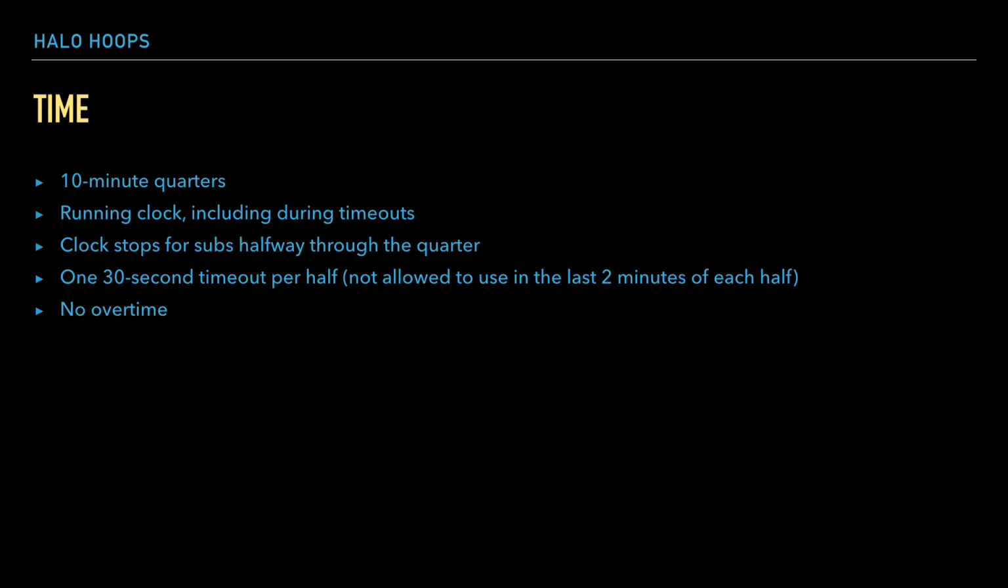Teams are allowed one 30-second timeout per half but cannot be used in the last 2 minutes of each half. Even though the score may be kept during the game, scores are not recorded for team standings for this age group. There is no overtime when a tie occurs.